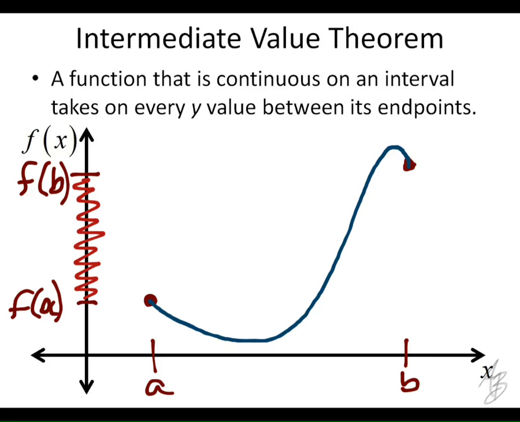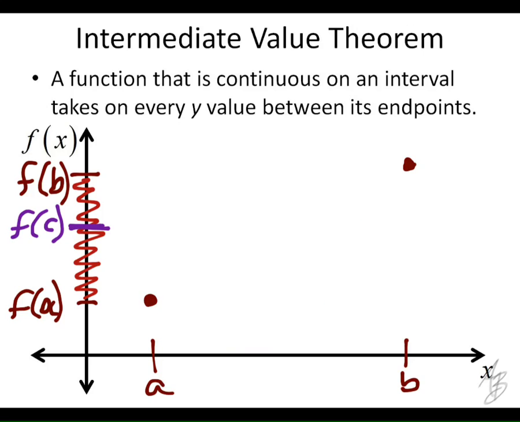So if I pick any y value here, we'll call this f of c. There's not going to be any place that I skip over that value, meaning at some point the function has to equal f of c. Okay, and that's only true because f of c is somewhere between f of a and f of b. So I can't have a continuous function that looks like this and does not take on the value f of c, because that would not be a continuous function, right? You guys agree with that?